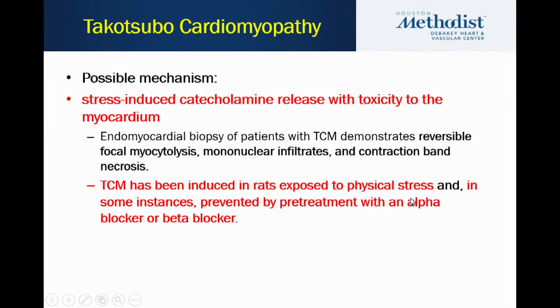That there is a model. Actually, you can induce it now. So they have developed a model that they can take the rats, expose them to physical stress, and then they develop the syndrome, and then it can be prevented by pretreatment with alpha blockers or beta blockers. So it's very interesting that now the current theory is that this is a catecholamine toxicity, induced by just a rush of catecholamines associated with the stressful event.